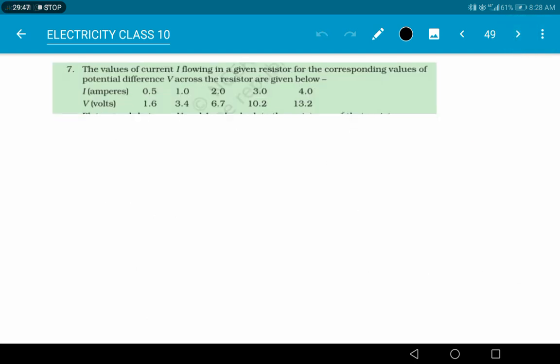Next one: the values of current I in a given resistor for the corresponding values of potential difference V across the resistor are given below. They are going to ask what is the resistance of the device. So we should plot a graph. We discussed how to plot a VI graph: V along the y-axis and I along the x-axis.